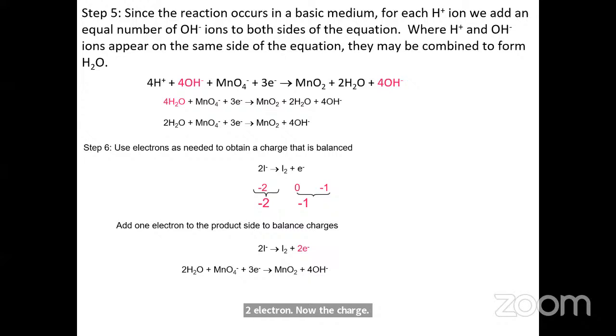Going to the other half. Here, water is 0. The manganese ion, the charge is -1, and then we have 3 electrons. So 0, -1, -3, -4. And then on the right-hand side, MnO2 is 0. Hydroxide ion is -1. -1 times 4, -4. So 0, -4, -4. So in this case, you have -4 on the left-hand side and then -4 on the right-hand side. Here, the charge is balanced.